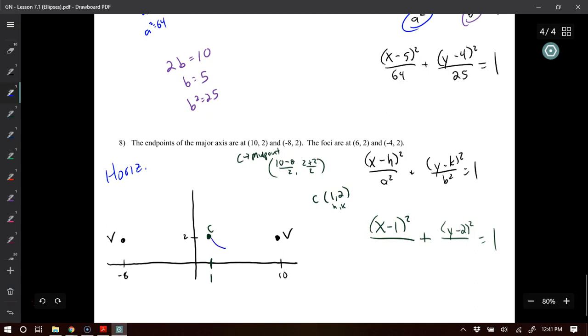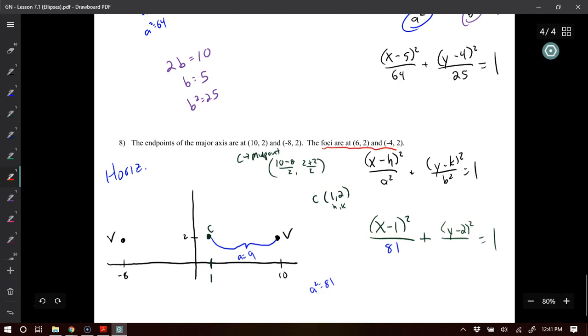Because a is the distance from center to vertex. From 1 to 10 is 9. So if a is 9, a squared is 81. And boom. It looks like all I need now is the b squared. That's not bad. What else am I given? I haven't used that last part.